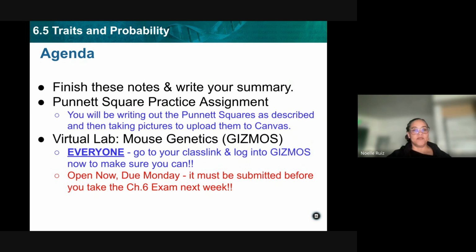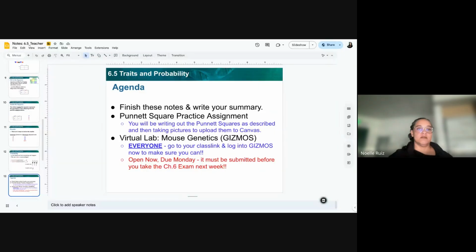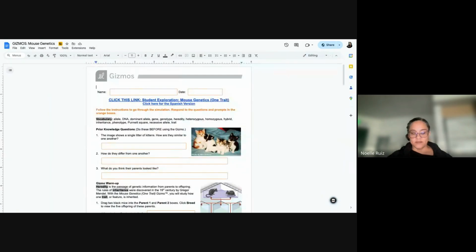All right. So Gizmos looks like this. It's going to be a document. And it says, click this link. This is the link to the website. So you're going to be reading through a website and working through a website, and then coming back to this document and answering questions. But the first thing you got to do is log in.